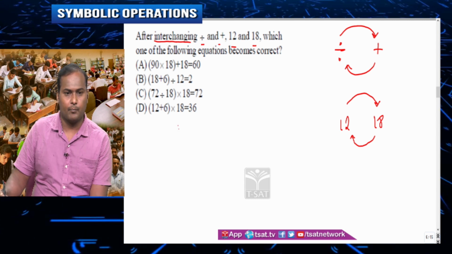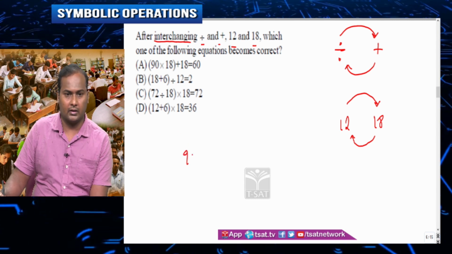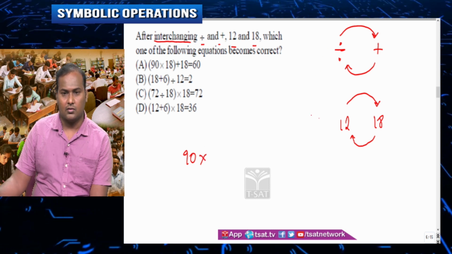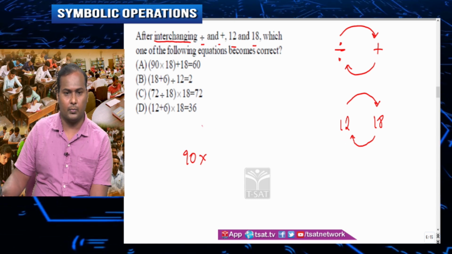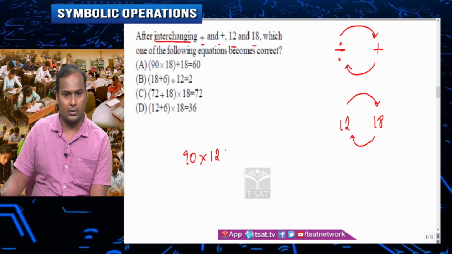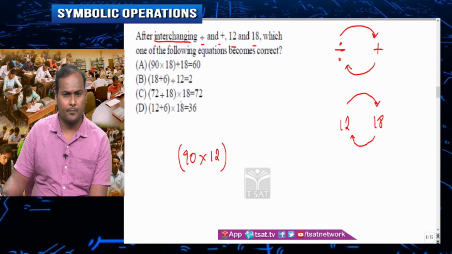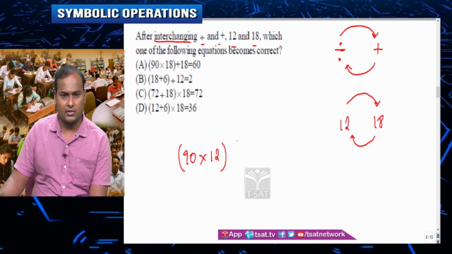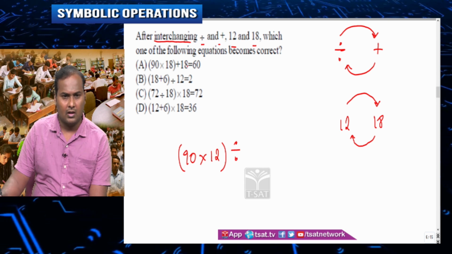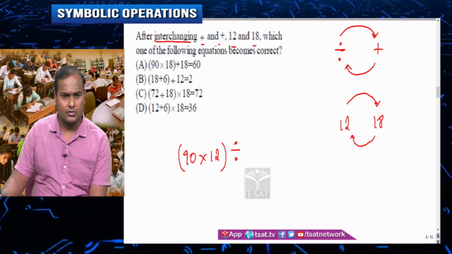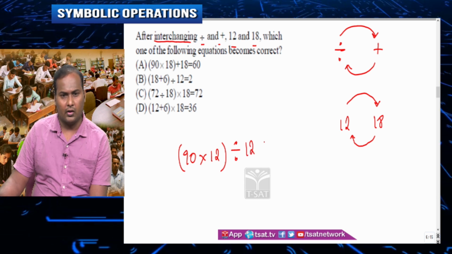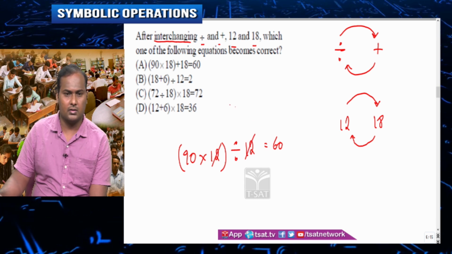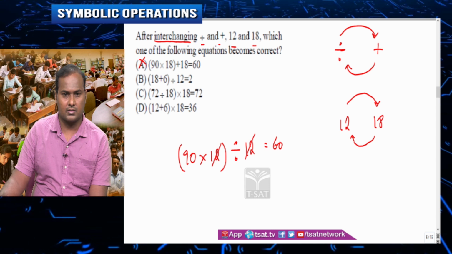So let's see option A. Option A: 90, I can take it directly, multiplication, I can take it directly. Now here you have 18. Whenever you see 18, you have to put 12 here. Then in the bracket, plus: wherever you see a plus symbol, you have to put division. And again you have 18, so you put 12. Now check whether it is equal to 60 or not. It is not equal to 60. So option A cannot be your answer.